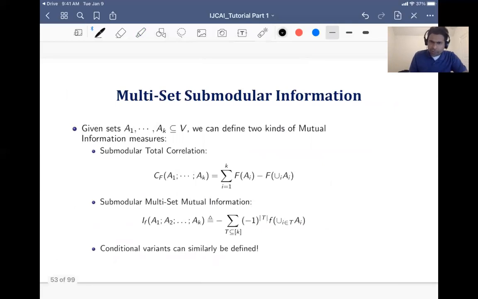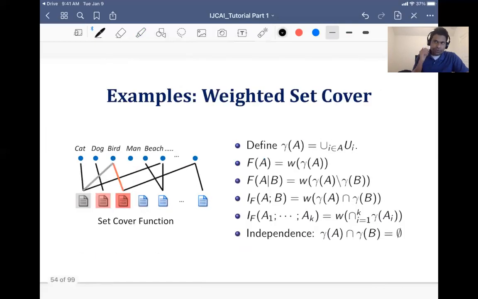Okay, so I'll quickly define again a generalization of this to K sets. This is called multi-set submodular information. You can define a total correlation, and also the multi-set mutual information. I won't dwell unfortunately too much on this. If you want, you can take a look at our recent ALT 2021 paper where we introduce this. But I'll step back now and try to understand this using some examples.